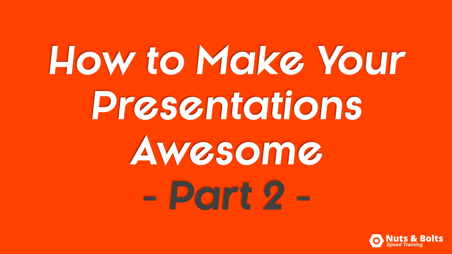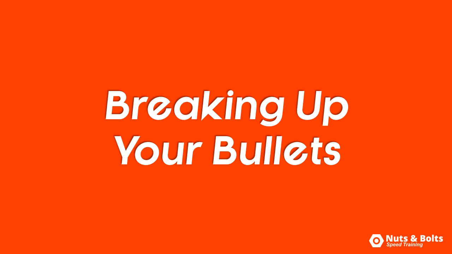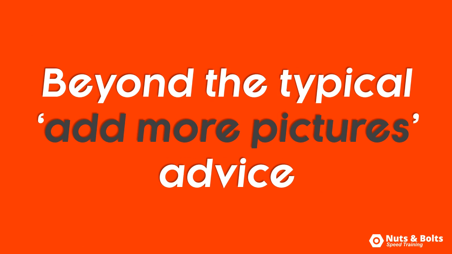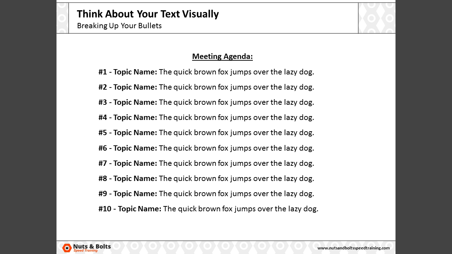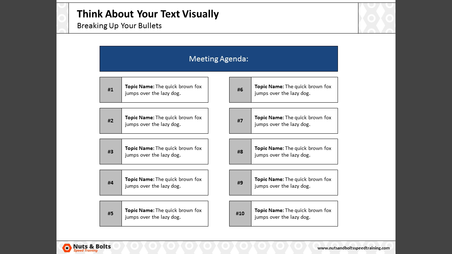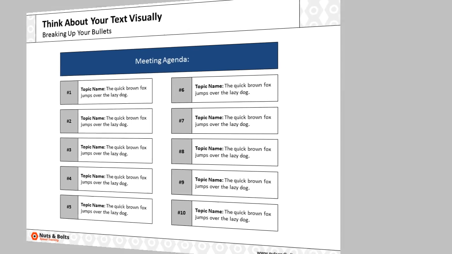Part two of how to make your presentations awesome: breaking up your bullets by showing your text visually. Beyond the normal "add more pictures" advice, I'll show you how to take lists like this and, using just shapes, turn them into something like this. What we like to call showing your text visually. First I'll show you how to pull this off, and then I'll give you a couple of extra examples that you can chew on.